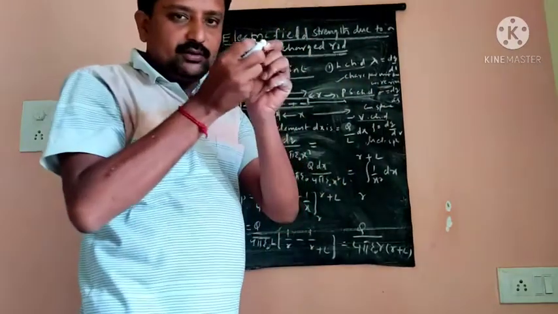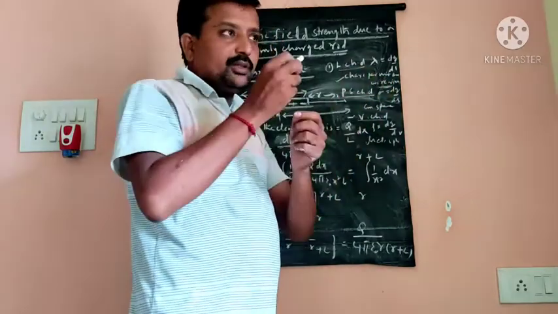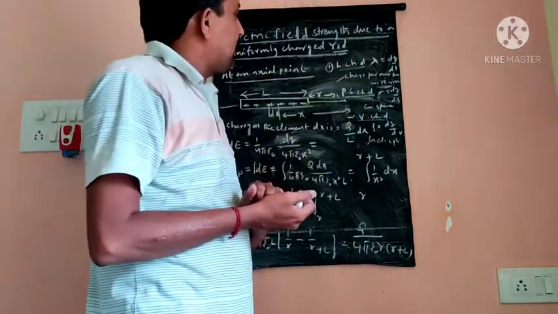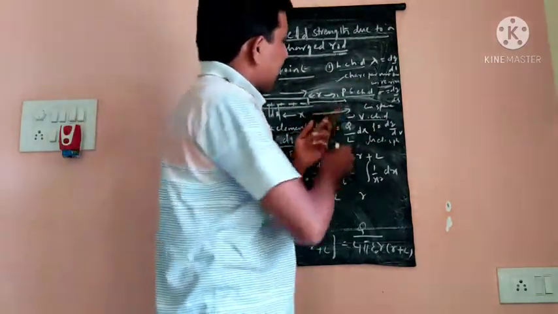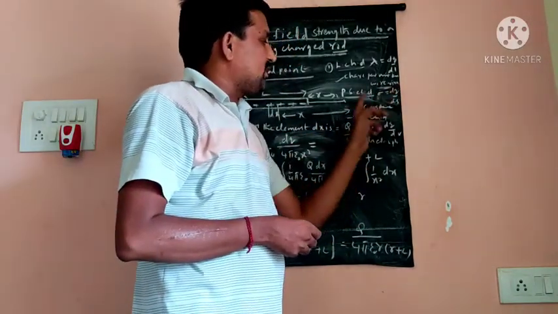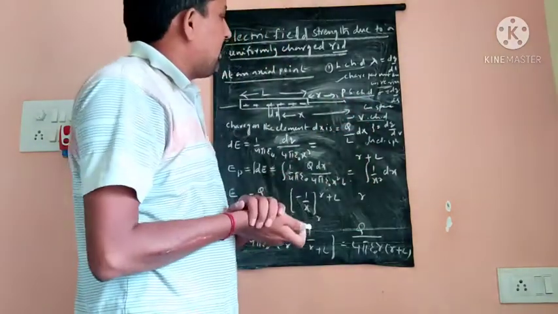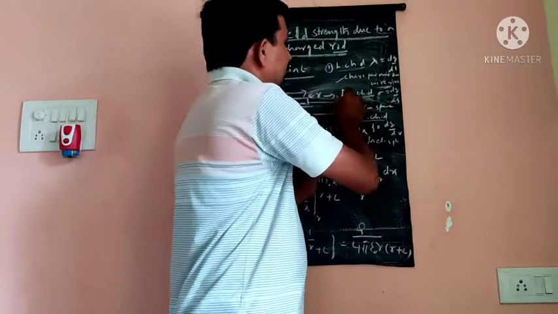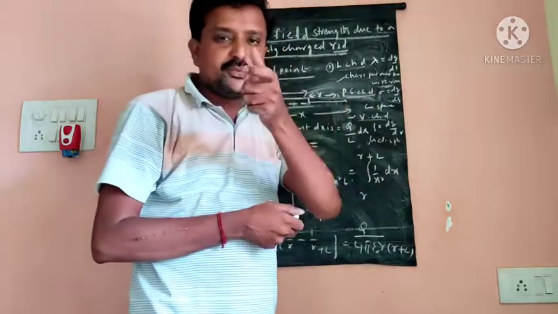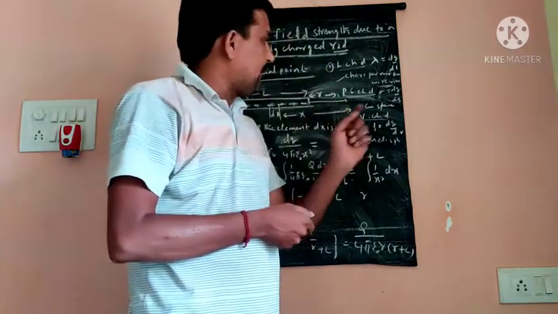If you take a uniform ring or a wire, the charge is spread along its length, and that is called linear charge density. Surface charge density is denoted by sigma, and it is equal to dq by ds. So charge per unit surface is called surface charge density.